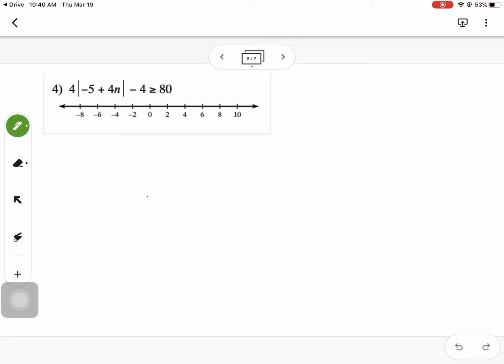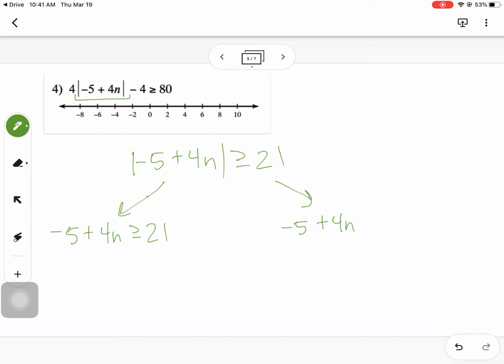We also talked about absolute value inequalities in this unit, and so we'll go over this a little bit. You started out the same way of isolating your absolute value. So I'm going to add 4, divide by 4, and I get an absolute value of negative 5 plus 4n is greater than or equal to 21. And then we still split it into 2, but we had to do a little bit more work with it. First off, you just drop the absolute values. For the second one, you have to drop the absolute value, flip the inequality and flip the sign.